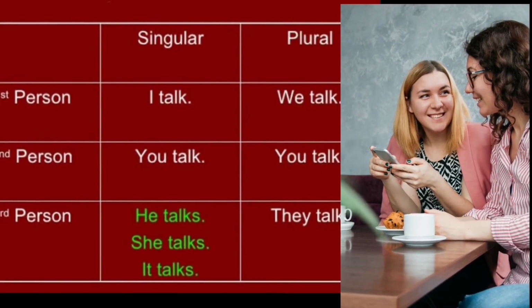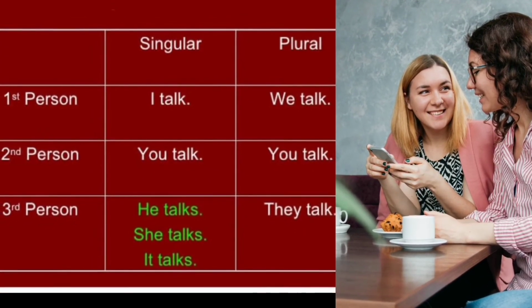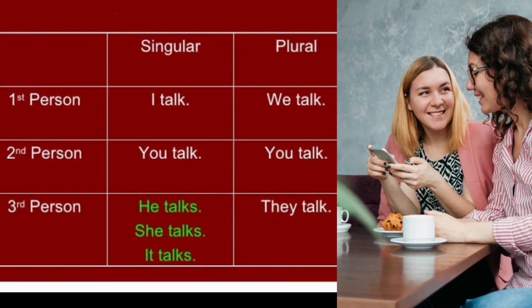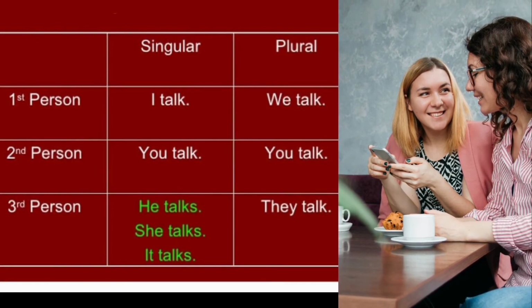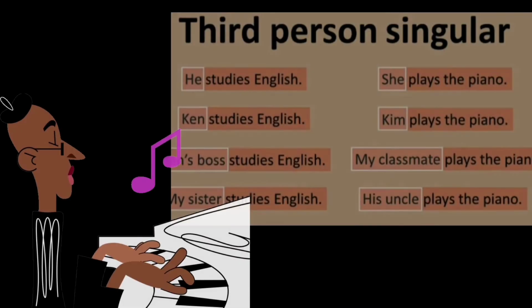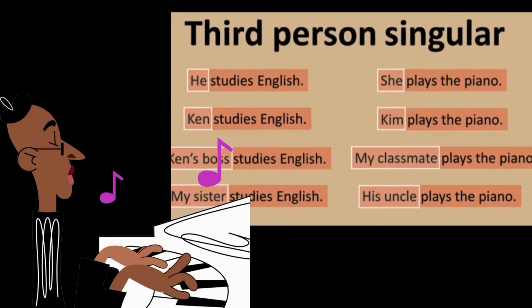Let us look at some other examples. In first person, I talk or we talk. In second person, you talk. In third person, he talks, she talks, it talks. But in third person plural number, it is they talk. There is no need to add s or es in plural number. Okay, only in third person singular number we have to add s or es in present tense.